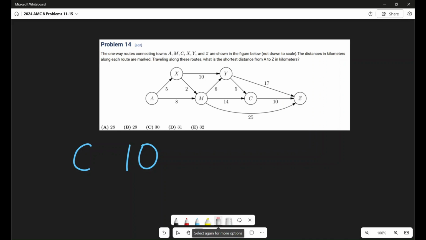So if we started at C, the shortest path would be 10. Now, what about Y? Well, from Y, you can either go directly to Z or you can go to C. So if we went directly to Z, then that path would be 17. So let's note that down, 17. But if we went to C, then that path would be 5, and then we would have to take the shortest path from C to Z. But we already know that that shortest path has a length of 10. So that would be 5 plus 10, and it would be 15, which is shorter than 17.